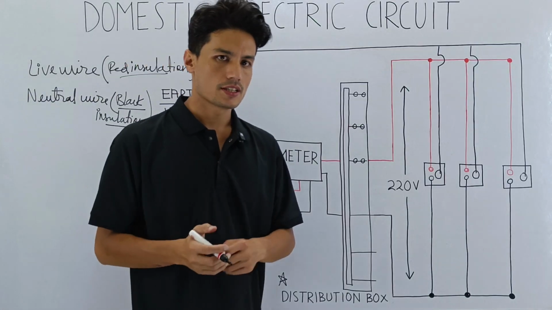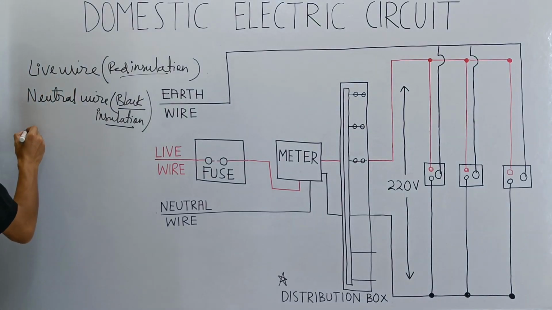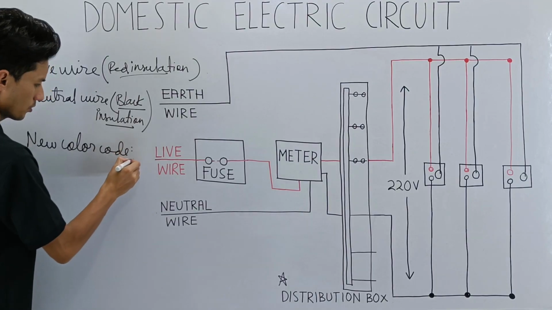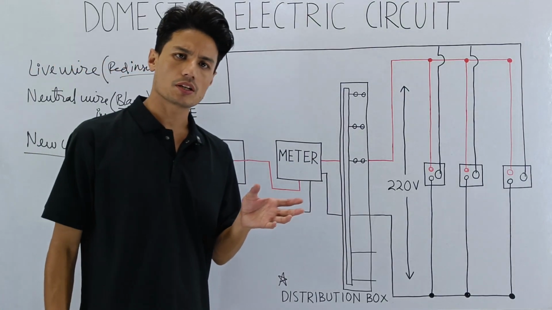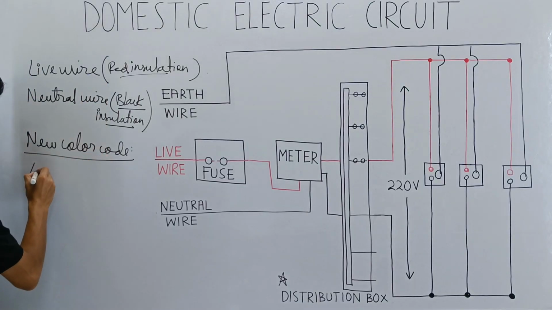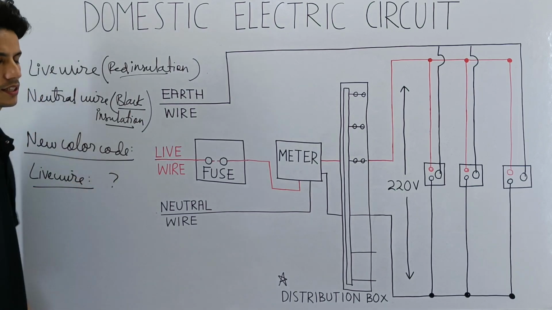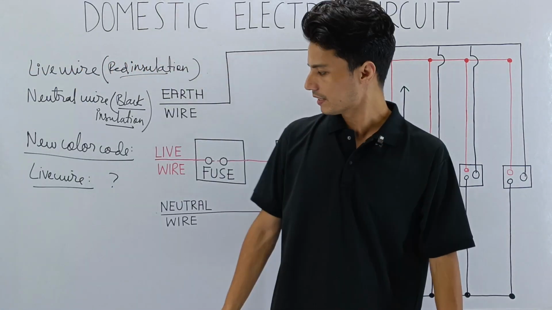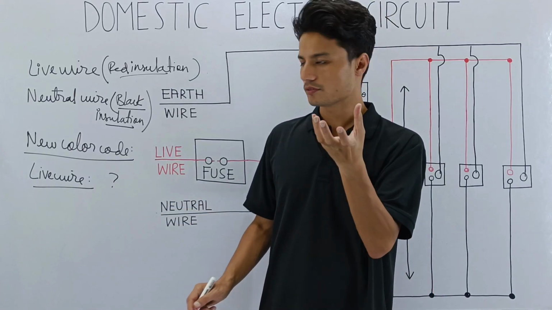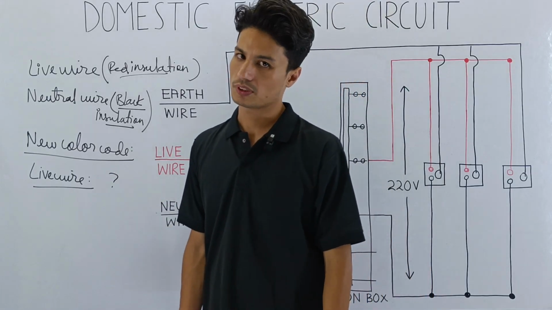But my dear students, the color coding scheme has been upgraded, so there have been some changes. So the new color code, you have to know. In the new color code, what color does the live wire get? Can you guess what color the live wire gets? Who can tell me? Write in the comment box and let me know. What is the new color code for the live wire in the recent updated color scheme? Yes, what color is that?